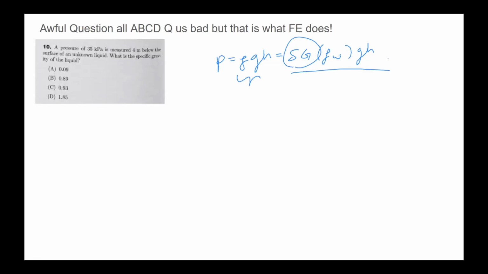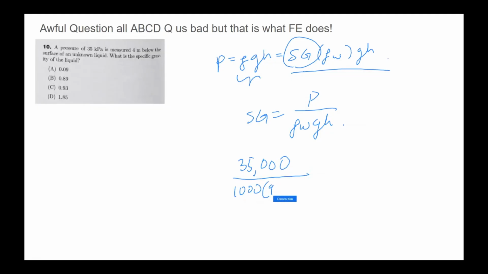So SG equals P divided by rho water g h, which we could do as 35 times 1000 divided by 1000 multiplied by 9.8 multiplied by 4. So beautifully enough, we check mark that and we answer the question. So 1000 multiplied by 9.8 multiplied by 4, which is about 0.89285714. So we can get that as D.